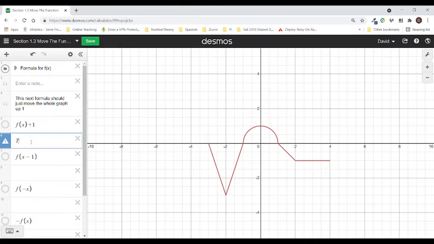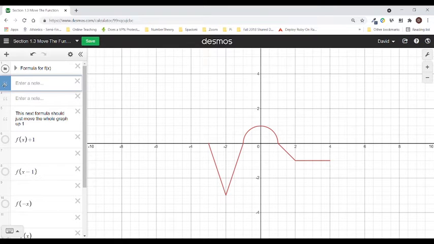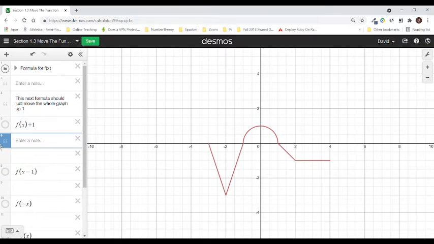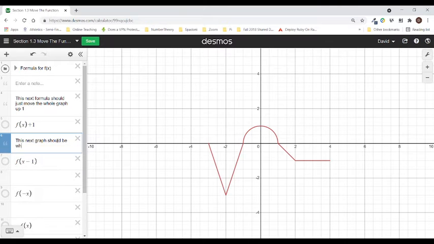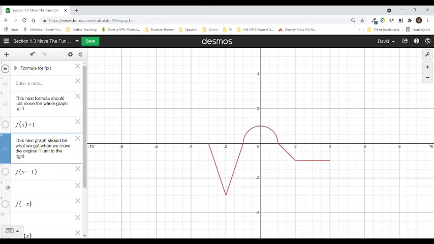I clicked on note. And let's move that down here, actually. Right there. Good. This next graph should be what we get when we move the original 1 to the right. Now let's just turn on the graph and make sure that's exactly what happened. And sure enough, you can see in purple, you get our new graph. That's the original moved 1 to the right. Yay. So let's just shut that one off again.